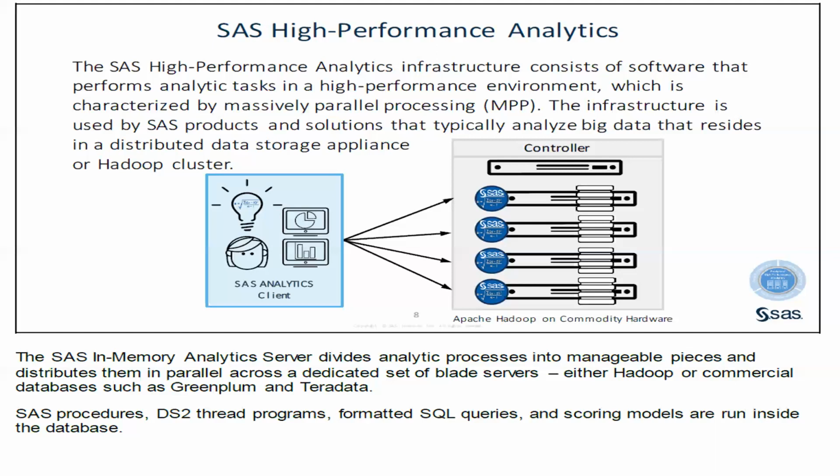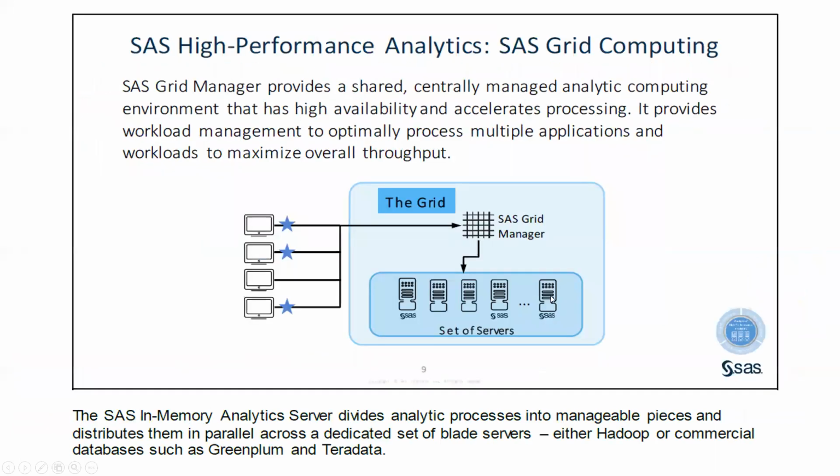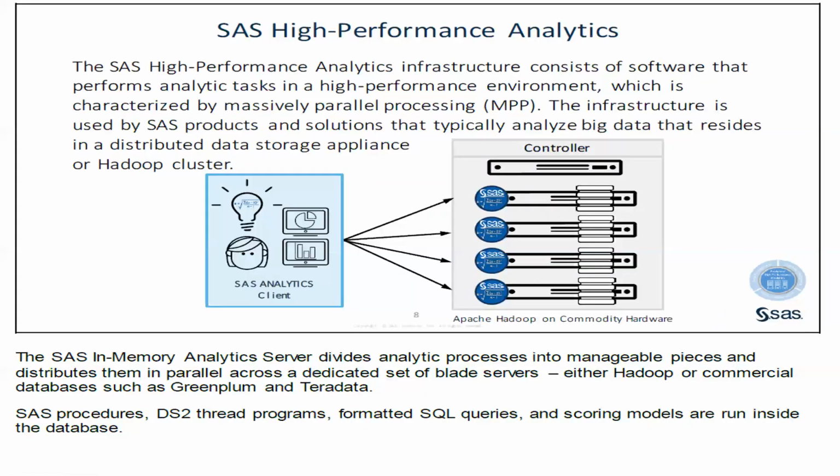So the SAS High Performance Analytics infrastructure consists of software that performs analytic tasks in a high performance environment, which is characterized by massively parallel processing. It's parallel processing, so the workload will be distributed equally among all the controllers, like if you're working on big data Hadoop. So then what is the difference between this High Performance Analytics and grid computing? Is there any difference?